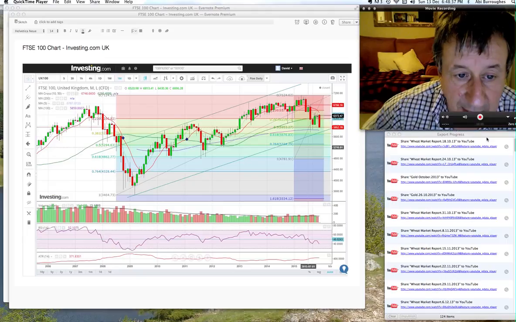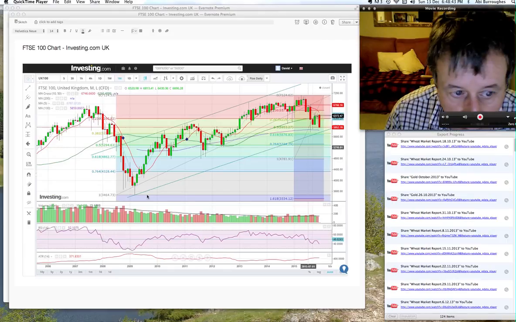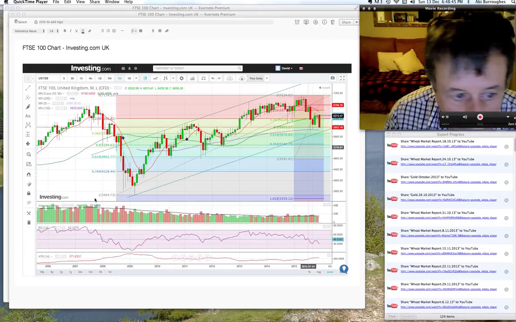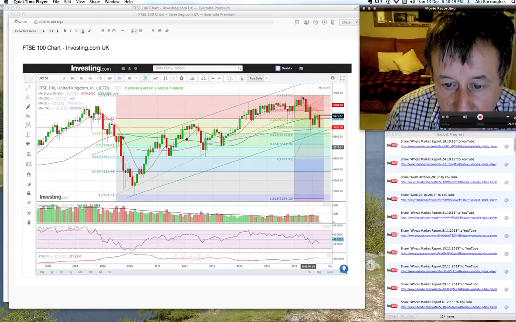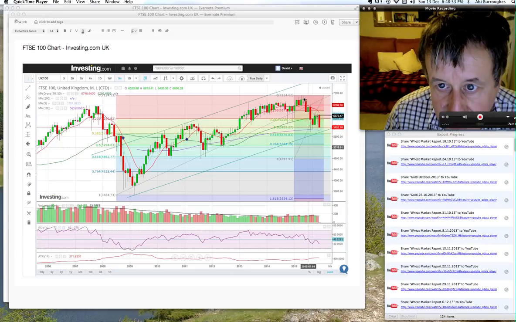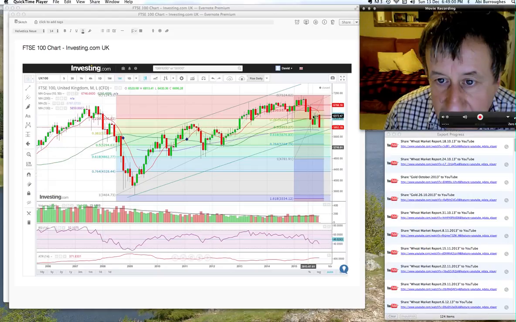And we've got the chart here, and you can see the lows of 2009 were 3,464, and obviously we've got the high here, which was the end of 2014 when the FTSE closed at 7,124. Now obviously we've fallen quite a way back at the moment.